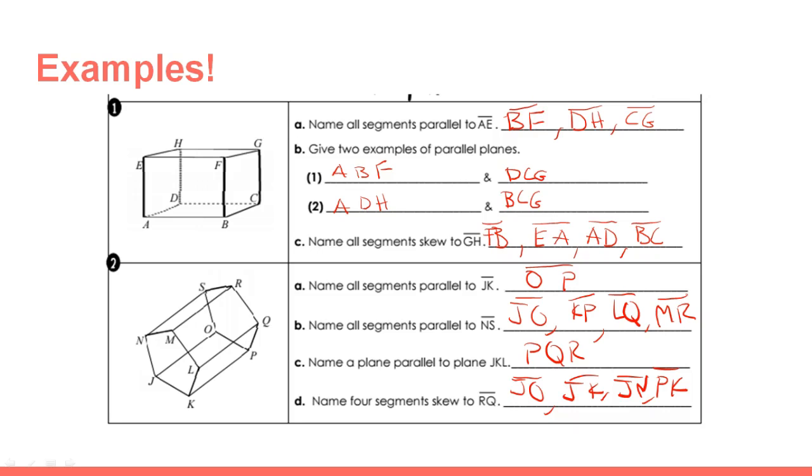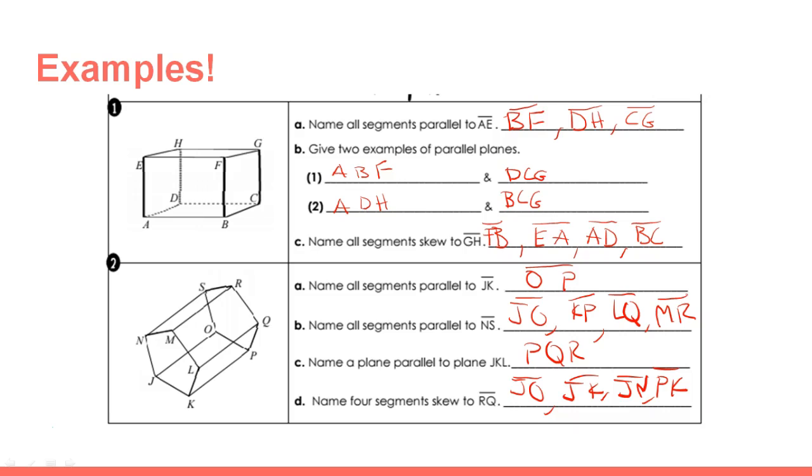One thing I will point out is when I asked in 1B to give parallel planes, and again in 2C to name parallel planes, I just wrote out the 3 letters. Remember, we can also name a plane by 3 letters that sit on that plane. I just shortened it up a little bit so that you have a little more room to work with and to speed up the process. Hopefully those match.